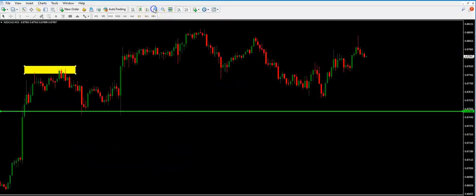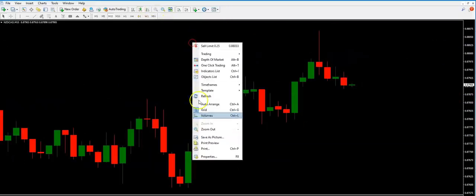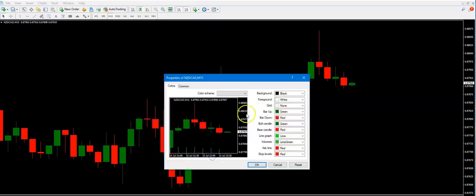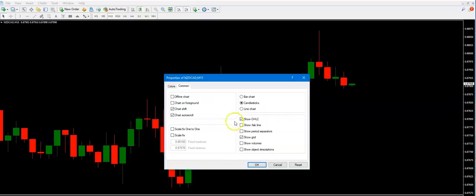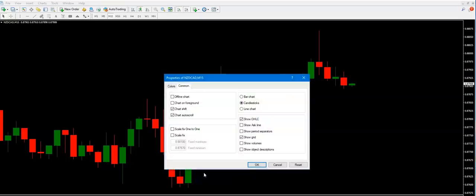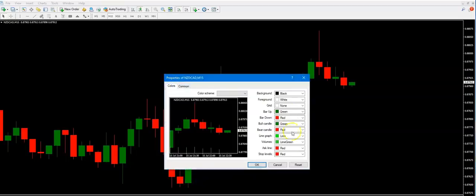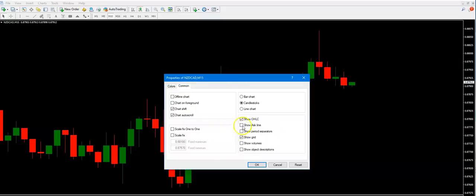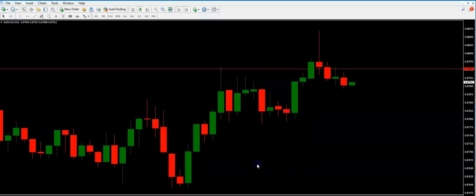Let me see if I can expand this so you guys can see this. Hold on one second. I want you to see this thing here. You want to go to your properties on your chart, and let me show you how to do that as well. Right click anywhere, go down to properties, and under colors, this is where you can change the color of your candles. But right here under common, this is important. You need this to show the ask line. Okay, and I'll show you what that means, and then click OK.